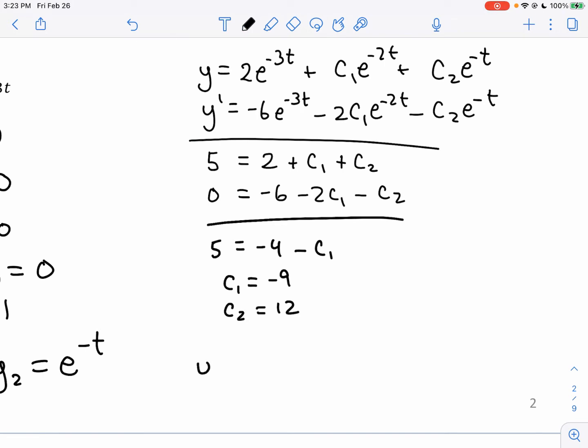So we can now write our particular solution: 2e to the -3t plus C1 is -9, so it's going to be minus 9e to the -2t. And then C2 is 12, so plus 12e to the -t.